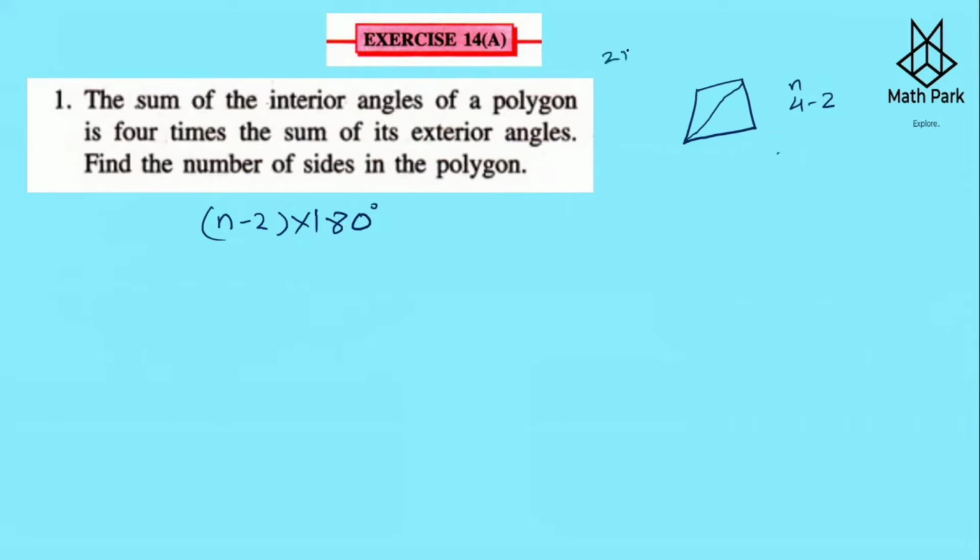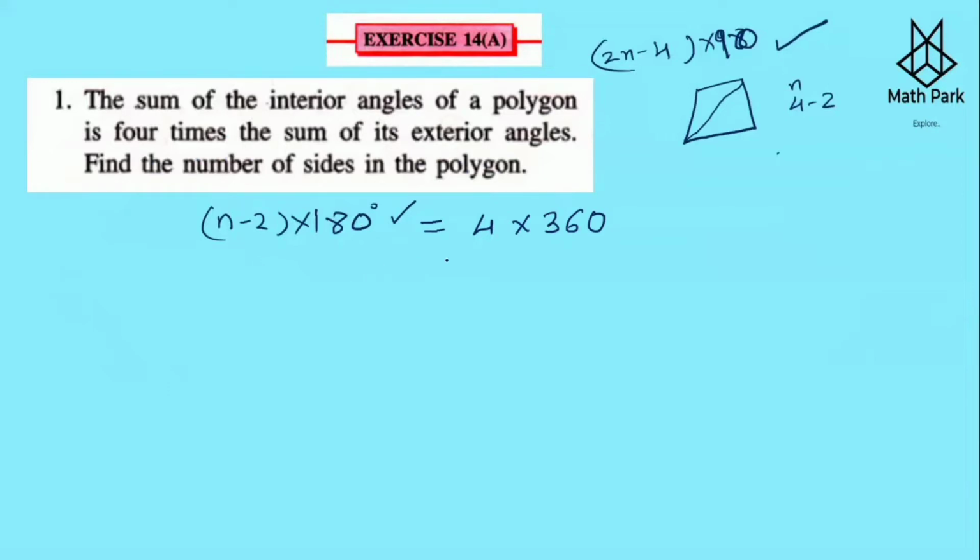In your book, they have given 2n minus 4 times a right angle, where a right angle is 90 degrees. So 2n minus 4 times 90. This is also okay, but I feel it is easier to remember that the number of triangles formed is n minus 2, and the sum of all the angles of a triangle is 180. They say the sum of interior angles of a polygon is 4 times the sum of exterior angles. The sum of exterior angles of any polygon, whether it is a triangle, a square or a pentagon, is always 360 degrees. So find the number of sides of the polygon.